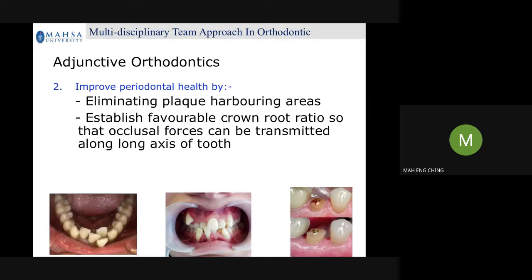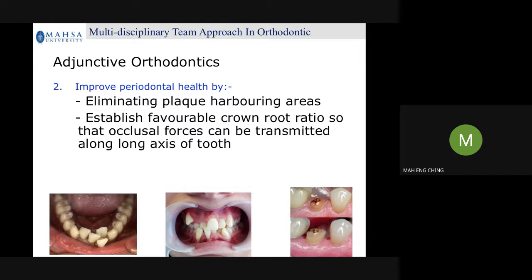It can also help the periodontist, the perio colleague. How can we do it? It can help to straighten the teeth, then you can eliminate the plaque-harboring factors. Straight teeth are always easier to clean compared to crooked teeth. Then establish a favorable crown-root ratio so that occlusal force can be transmitted along the long axis of the tooth.